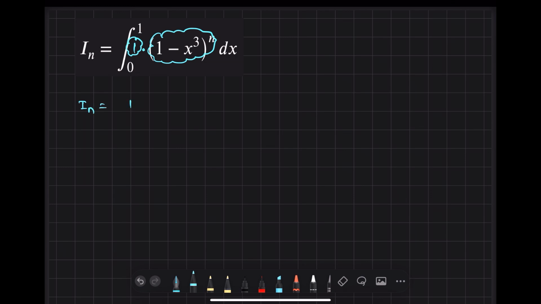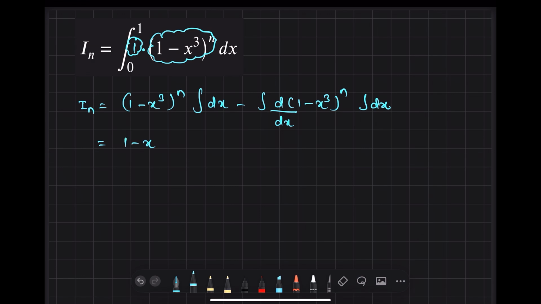So look at here what I will do. I will be writing first function (1 minus x cube) power n, first function, integration of second function, minus whole integration of differentiation of first function, integration of second function. Now be super slow. So integration of 1 will become what? x. So (1 minus x cube) to the power n times x. Here you have to apply the limit.